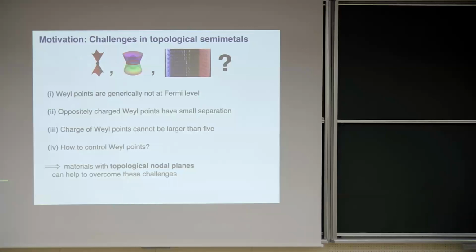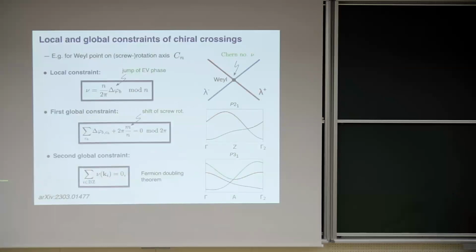So these Weyl points, as I said, are protected by a Chern number. This can be viewed as a topological charge, which takes an integer value. And typically this can only take up to the number 5, because of symmetry constraints; larger charges are not possible in these Weyl semimetals. But we will see that for these nodal planes, you can overcome this challenge. And finally, we would like to have a good handle to somehow control the topology of these band crossings. And we will see that these nodal planes hopefully will at least partially help us to overcome these challenges.